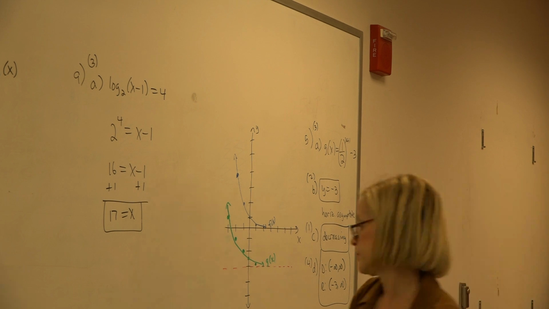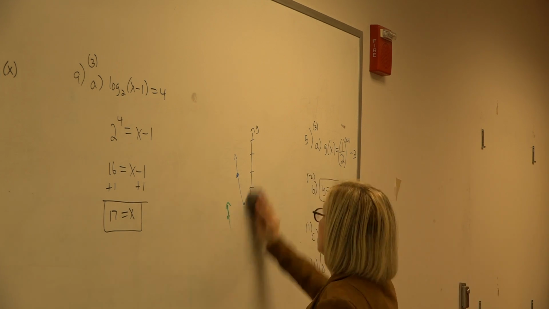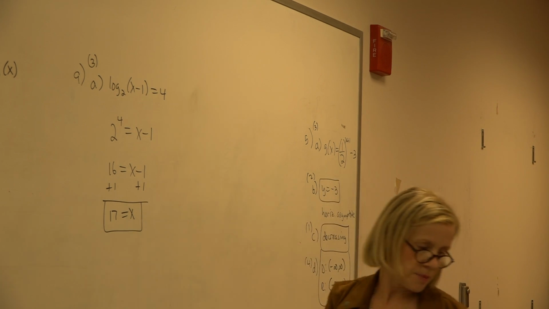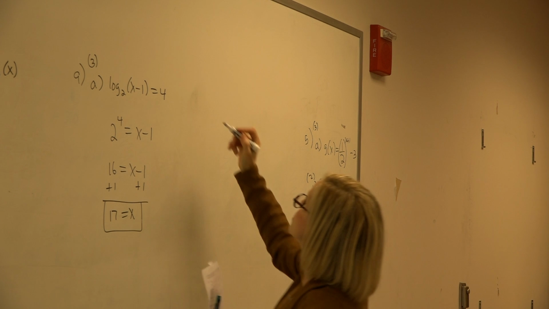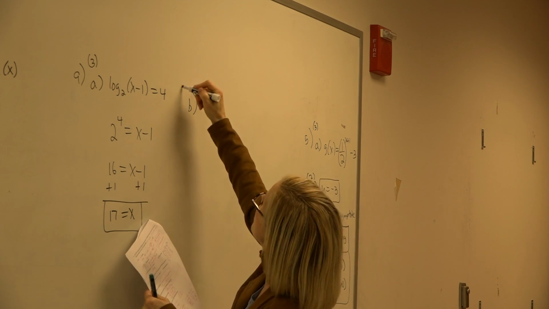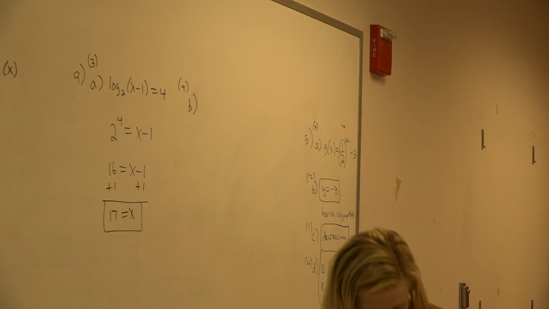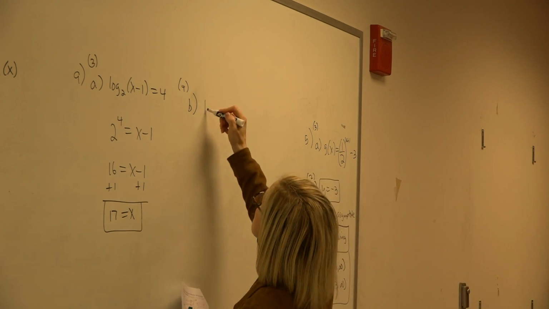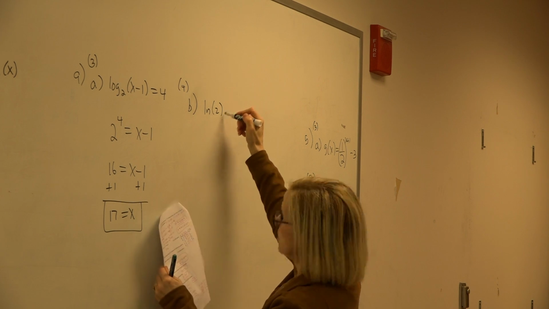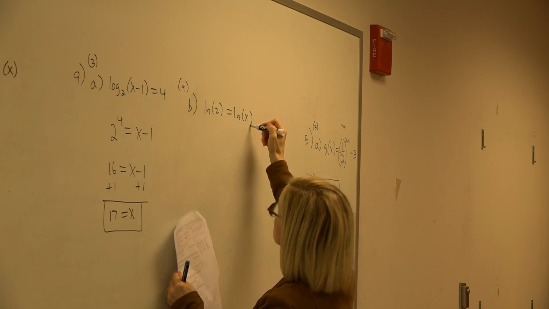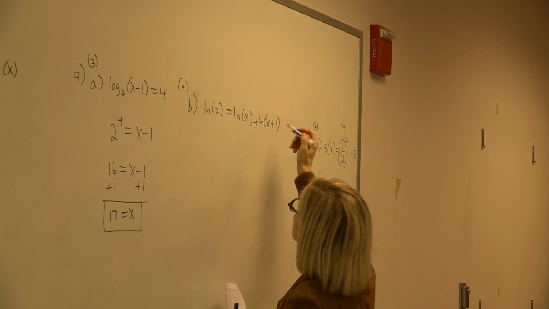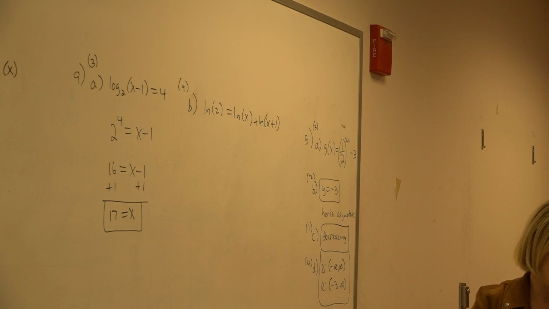9b. 9b is worth 4 points. So we've got ln2 equals lnx plus ln(x plus 1). So we do have logarithms, natural logarithm, log base e on both sides.